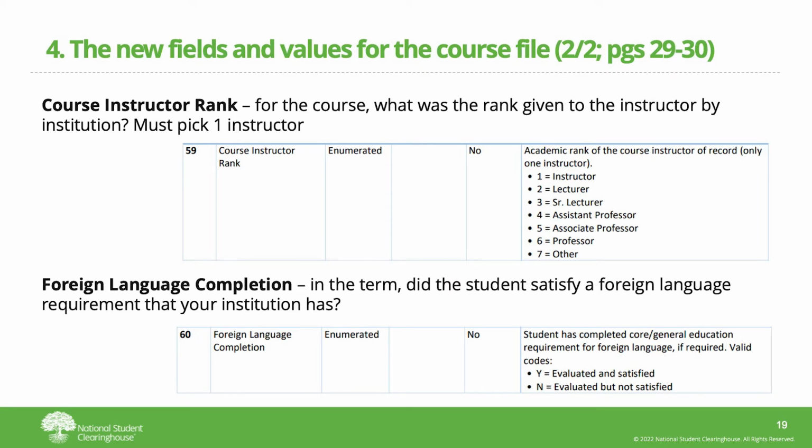And then finally is foreign language completion. Potentially at your institution, you may have some kind of foreign language requirement for graduation, or just a foreign language completion requirement, generally speaking. What we're asking is, for that term that you're telling us about, did the student satisfy a foreign language requirement that your institution has? So again, this is more of a term-based piece of information, not course. For that term that you're providing information about, did they evaluate and satisfy your foreign language completion, or potentially evaluate but not satisfy that?